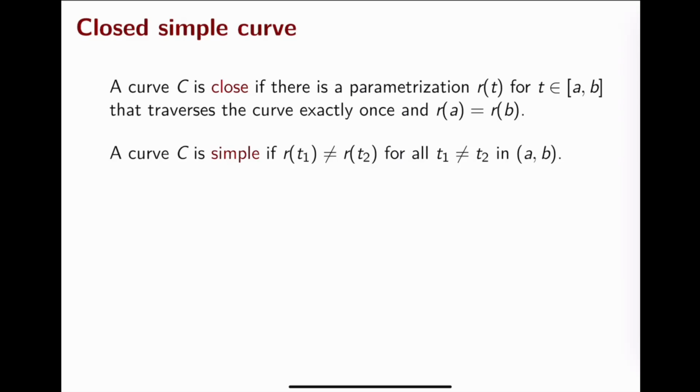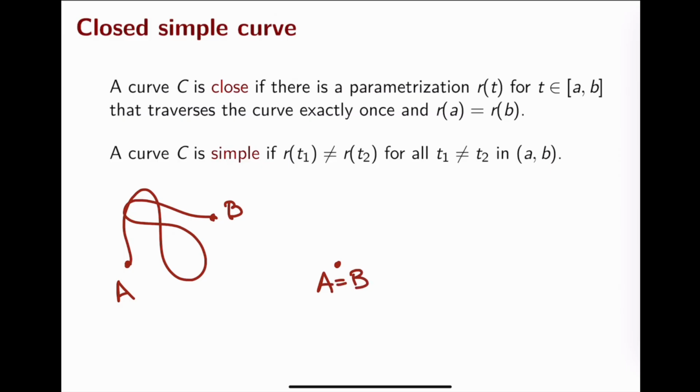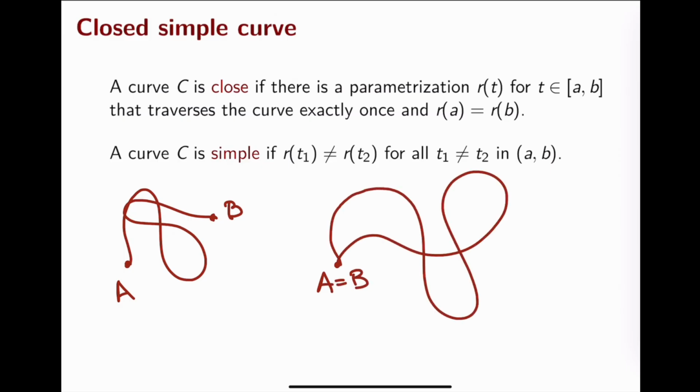We are going to say that a curve is closed when the beginning and the end of the curve coincide. So for instance, if this is the beginning and this is the end of a curve, this curve is not going to be closed. But if the beginning and the end coincide, this curve is going to be closed. And this curve, like this, is going to be closed too. So this will be closed, this will be closed, and this one will be not closed.